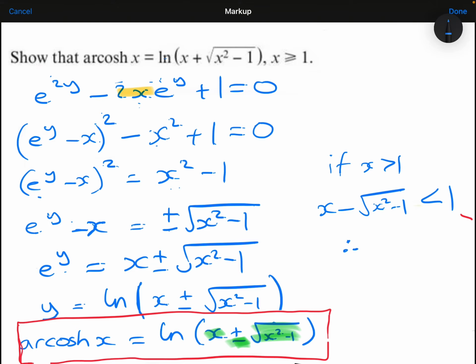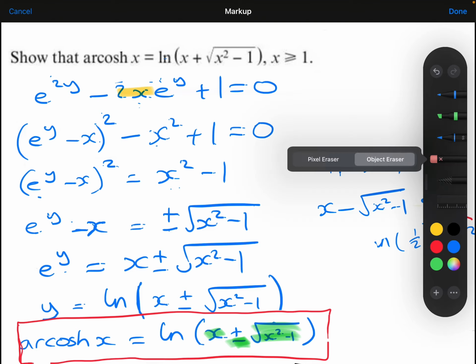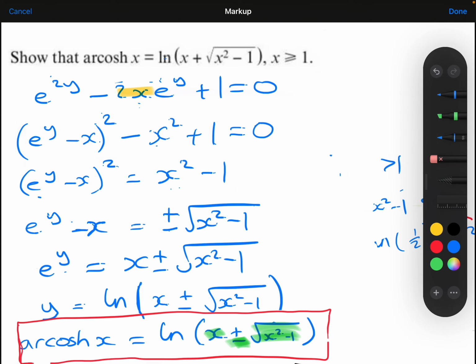Therefore, ln of a number that is less than 1, ln of a fraction, for example, is negative. ln of anything less than 1 is negative, which it can't be for r cosh. R cosh has to be positive. So that is the reason why I can ignore that negative.